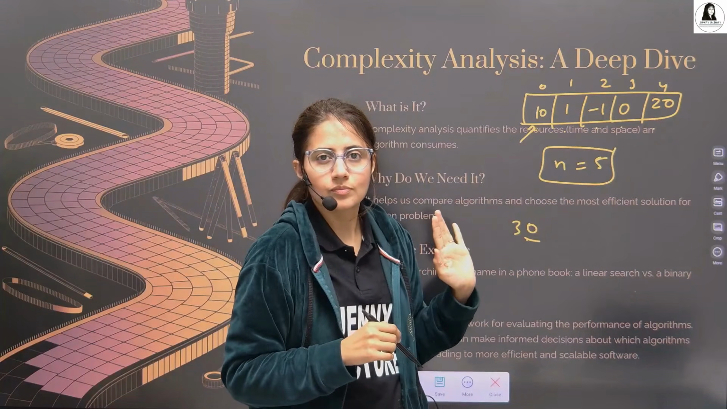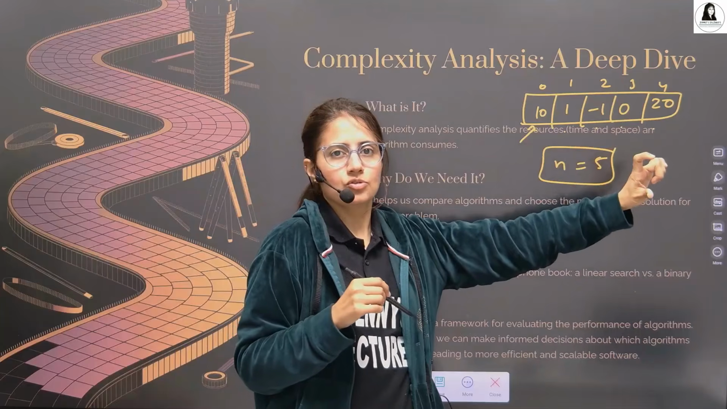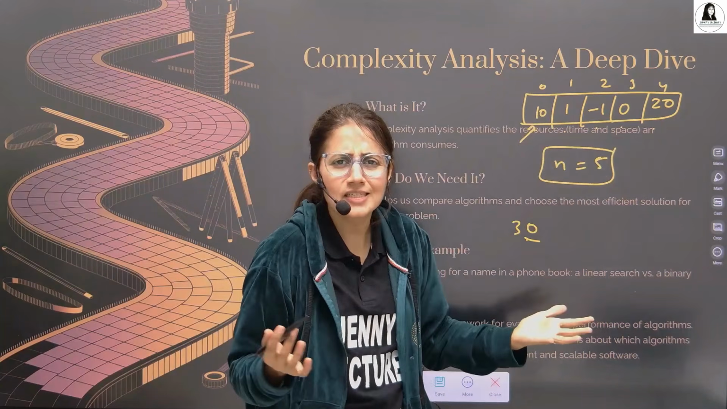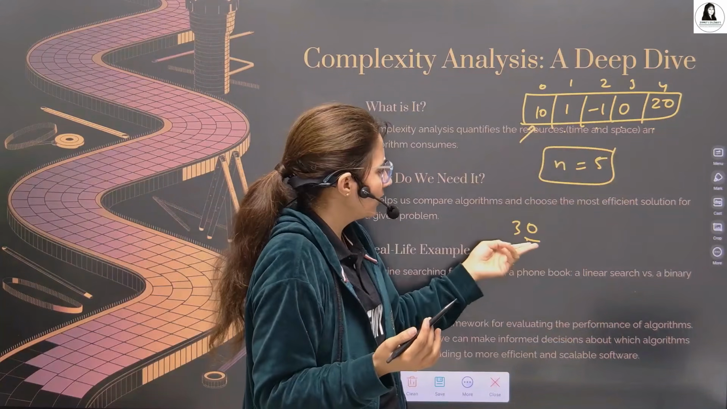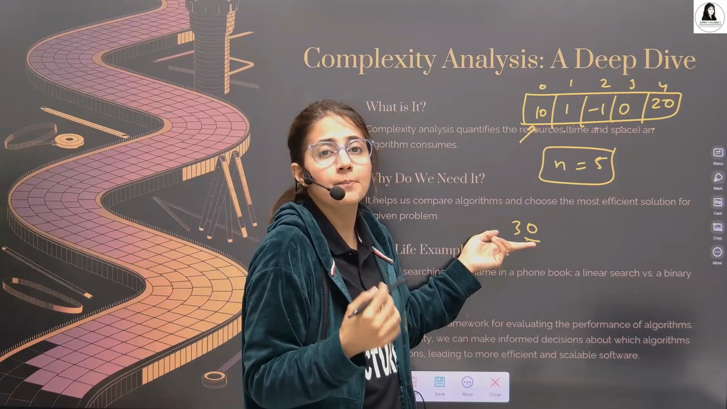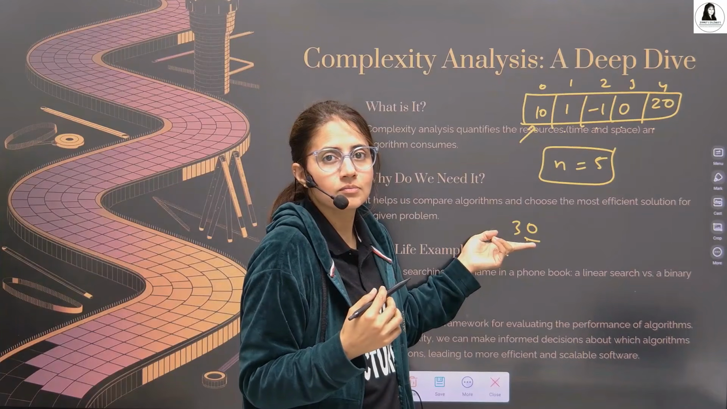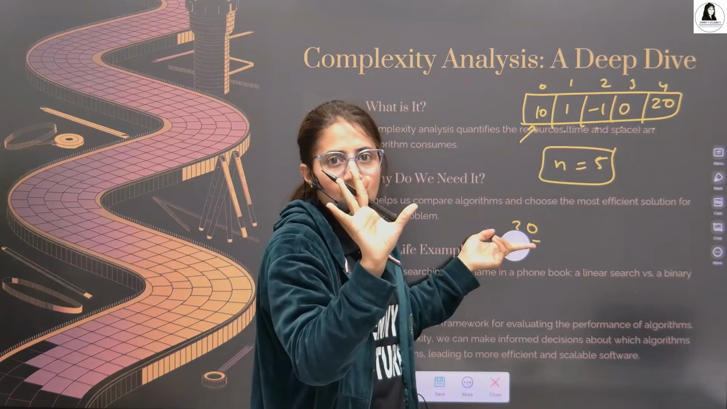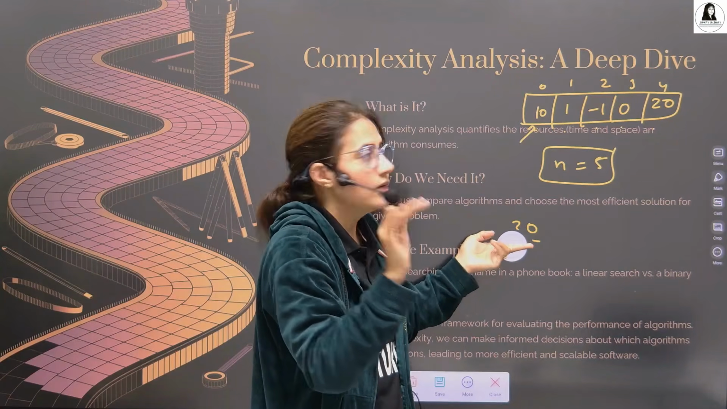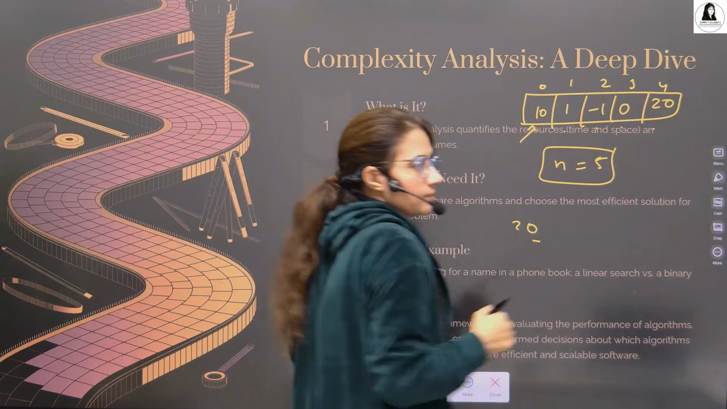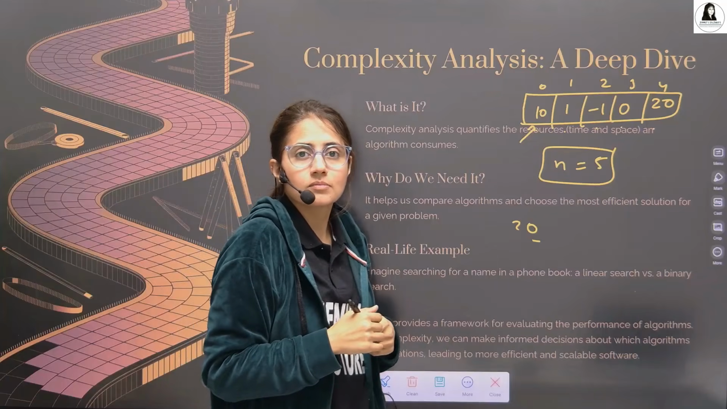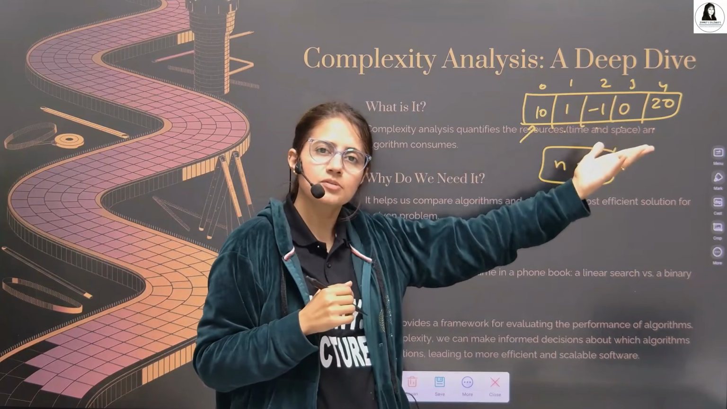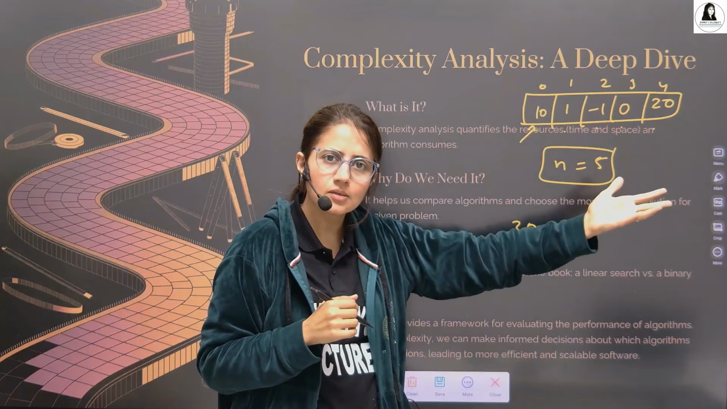So this is linear search. The worst case is if the number is not present, like 30 is not present. How many comparisons have we done with this, this, this, this, this? Five comparisons. If suppose there are 10 elements, then we will compare 10 times. We will compare with all the elements.